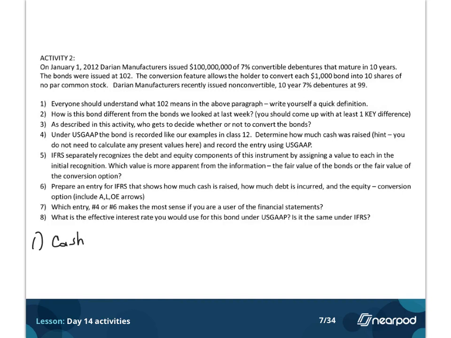Hopefully everybody came to the conclusion that the 102 is referring to how much cash was received. Okay, the cash proceeds, if you will. It's basically 102% of face value. Likewise, this 99 tells you that when these other bonds had been issued earlier, 99% of the face value was received. It could be 102, 101, 99, 98. It's just a very common way for bond prices to be expressed.